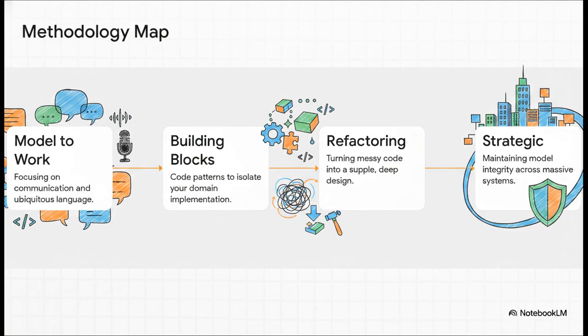We're going to be neatly dissecting the 4 major parts of the domain-driven design methodology. First, we'll start with putting the model to work, focusing heavily on communication and building that ubiquitous language. From there, we'll dive right into the building blocks. These are the actual code-level patterns you need to isolate your domain from your infrastructure. Third, we'll explore refactoring toward deeper insight, showing you how to turn messy, rigid code into a supple, flexible design. And finally, strategic design, which will give you the architectural tools you need to maintain model integrity across massive, complex enterprise systems. The whole shebang.